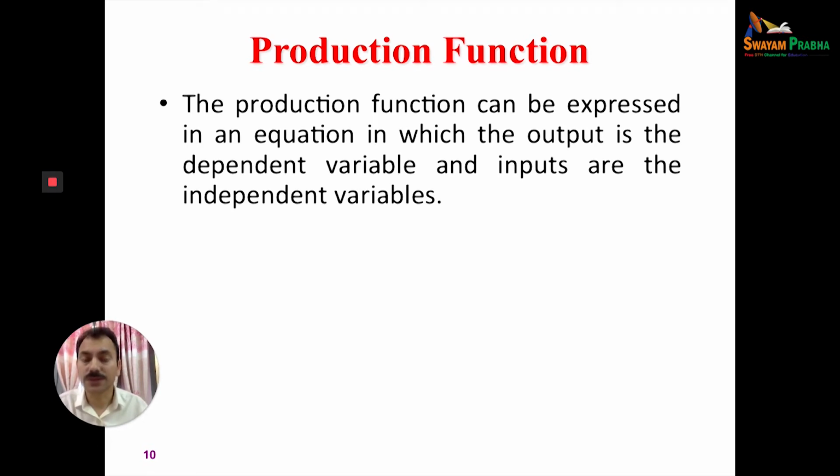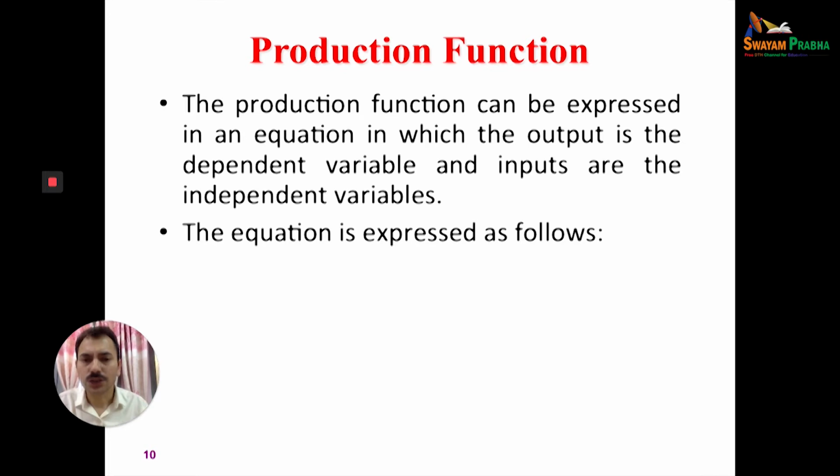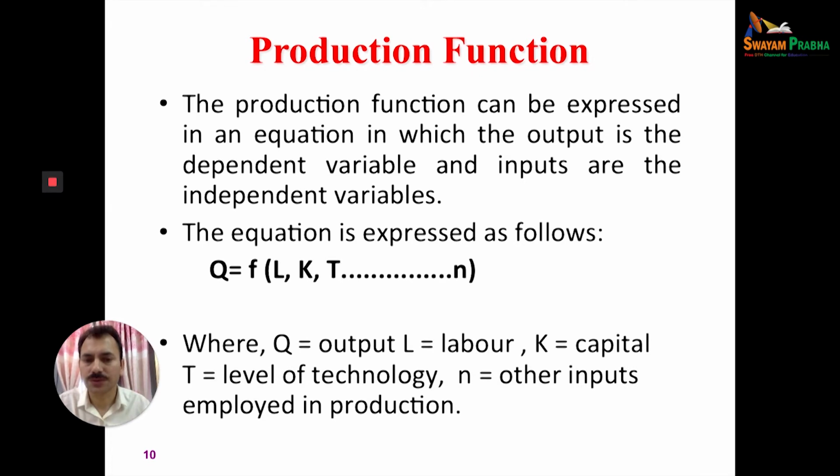Production function can be expressed in a graph, where on the x-axis we have the independent factors labor and capital, and on the y-axis we have the dependent factor, production. Here the equation is expressed as follows. Q is a function of L, K, T and N. Q means quantity, output, L labor, K capital, T level of technology, N other inputs employed in the production.